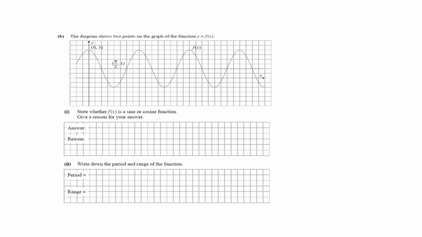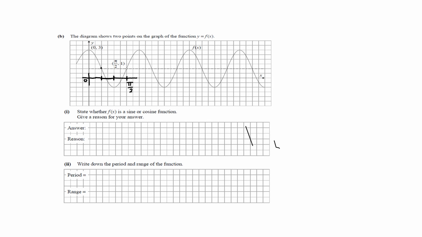So the diagram shows 2 points on the graph of the function y equals f of x. So we have a few little bits here that I want to mark on my graph. It's important to see that this is my y-axis and here is my x-axis. That's my 0 point. Now, this has a nice little point on it, so I want to mark that on my x-axis. I don't want to mess up the straight line too much. They've told us here this is pi over 2. And we have another bit here.